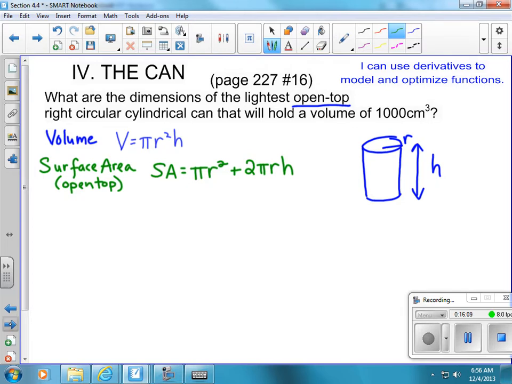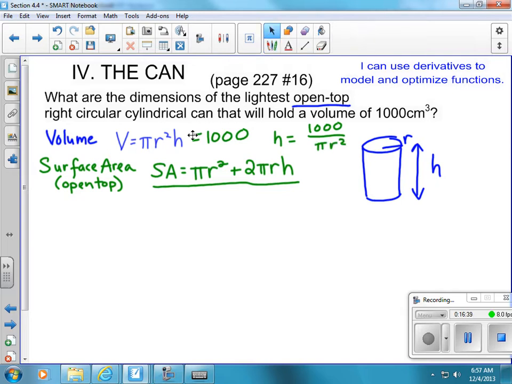So we know that the volume is 1,000. So what we're going to do is make an equation that is with respect to r. Because we can do that with the volume equation, we can solve for h. H will be equal to 1,000. I'm taking the top equation, solving it for h. H equals, and we'll divide by pi r squared. Okay, so that equals h. We're going to take this h and put it into the surface area equation. Once we do that, we'll have an equation with only r as our variable.